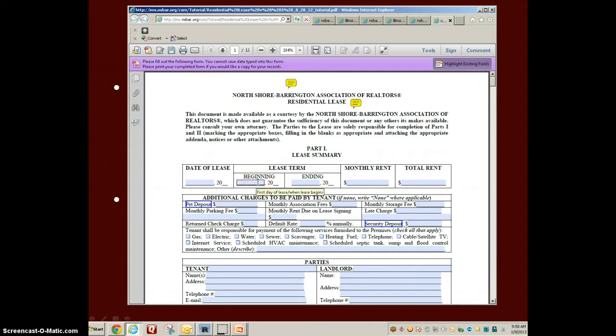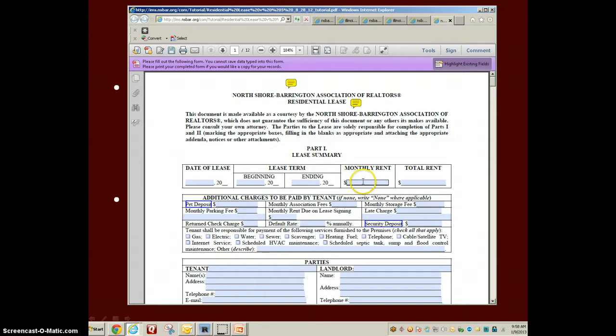Then lease terms. This is the first day of the lease, when the lease begins for the tenant, when the tenant has to start paying for the house and gets the house. And then, of course, you have the ending day. That's when the tenant is out of the house, he's paid all the money, everything's over.